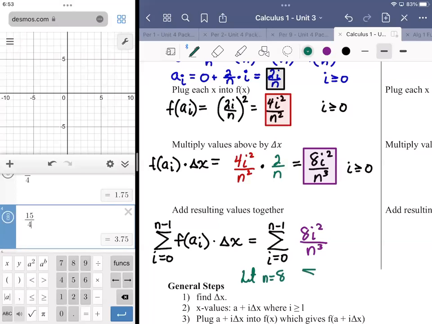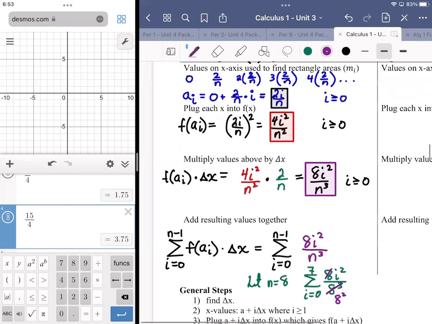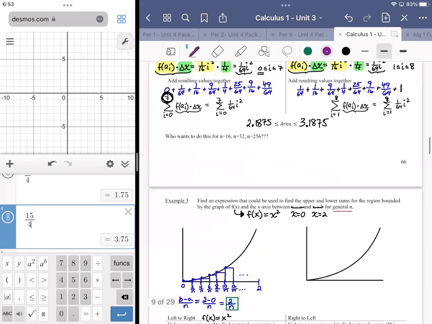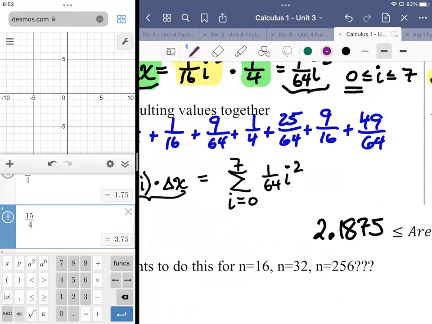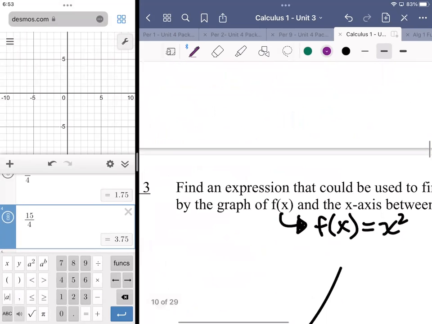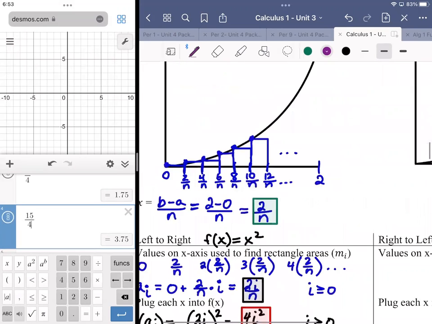Then that would give us the sum from i equals 0 to 7 of 8i squared over 8 cubed. That would simplify down to an 8 squared on the bottom. And we look at that and compare it to what we have, the sum from i equals 0 to 7 of 1 over 64 i squared. It's the same thing.